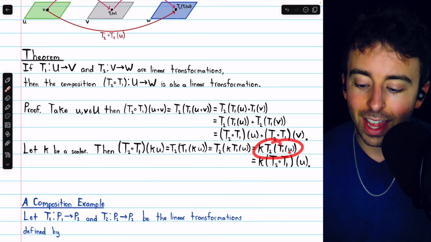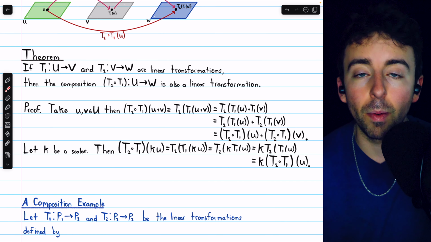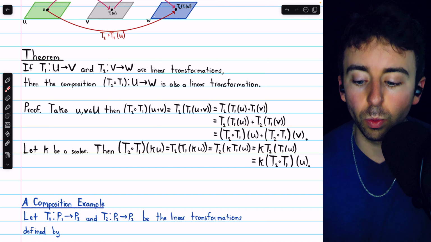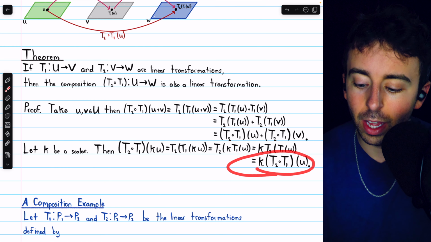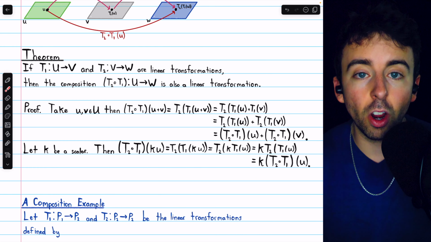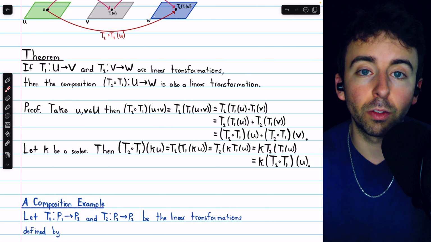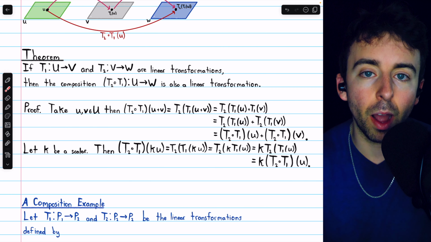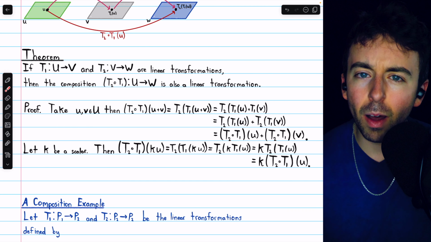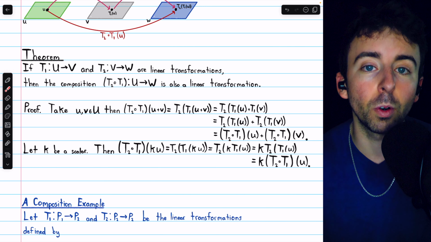By definition, that is k times the composition of T2 with T1 evaluated at u. And that concludes the proof, showing that the composition of linear transformations satisfies the homogeneity property, and so in total, the composition is itself a linear transformation.